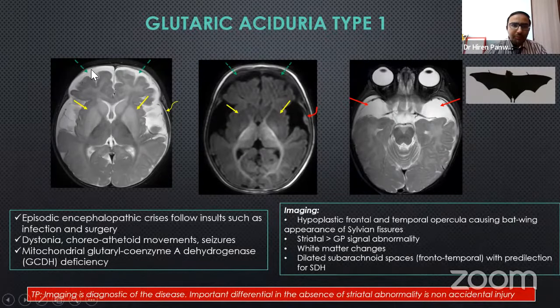Another thing is that this child may have subdural effusions or subdural hemorrhage, which is shown by this green dashed arrow. And they will have the classical under-operculization of the temporal poles that we can see anteriorly here, because that leads to widening of the sylvian fissure, and that gives rise to the appearance of the bat wing. So when you see this kind of history and this classical imaging finding, you can straight away give a possibility of glutaric aciduria type 1. The other differential for this kind of subdural hemorrhage would be non-accidental injury, but non-accidental injury will not have this putamen and caudate nucleus swelling. In that way, we can differentiate those differential disorders from glutaric aciduria type 1.